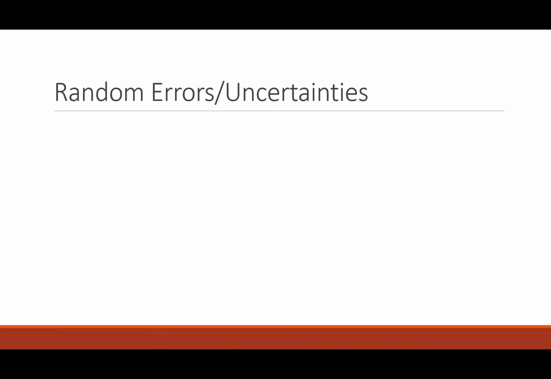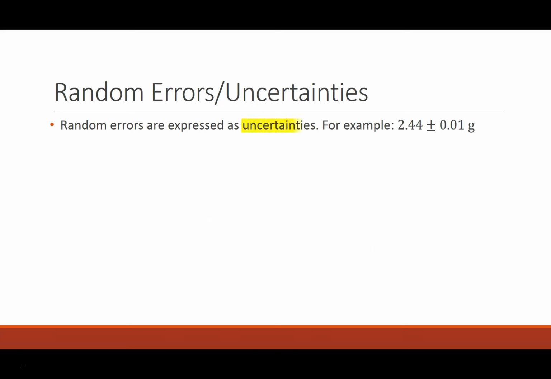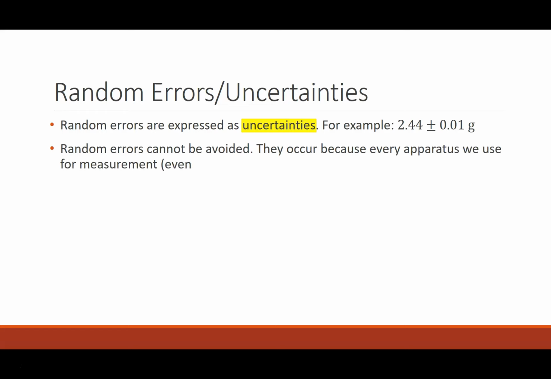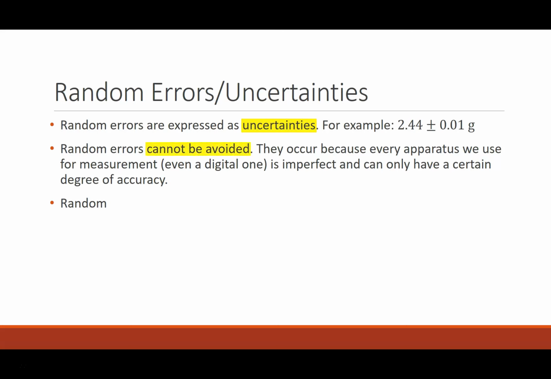We've already talked a little bit about random errors. Random errors are expressed as uncertainties, written as a range. For example, in the measurement 2.44 plus or minus 0.01 grams, plus or minus 0.01 is the uncertainty. Random errors cannot be avoided. This is because every measuring device we use has limitations. We can, however, reduce random errors by repeating a measurement. This is why we always want to do multiple trials of an experiment.